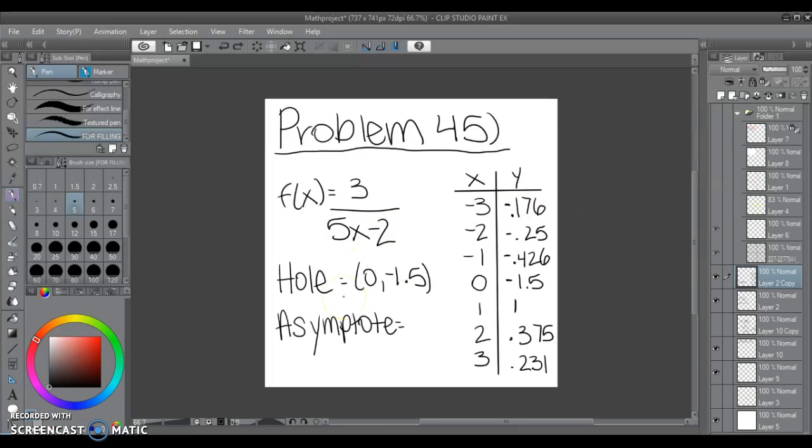Before we move into graphing, an asymptote is a line that the curve moves along infinitely but never hits. We find the asymptote by seeing when the denominator will equal 0. And in this equation, the asymptote is at x equals 2 over 5. Because if you're going from the denominator, it's going to be 5x minus 2 equals 0, and you're going to try to get the x alone, so that'll be x equals 2 over 5.